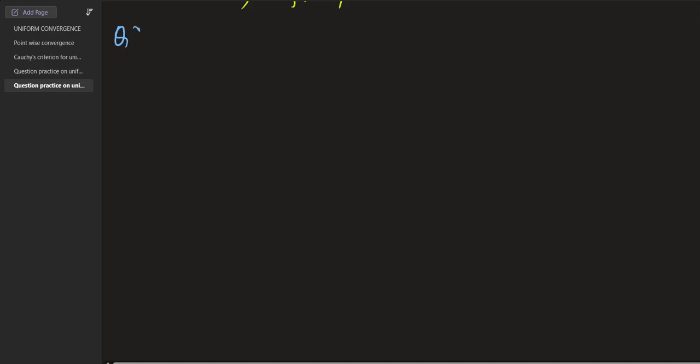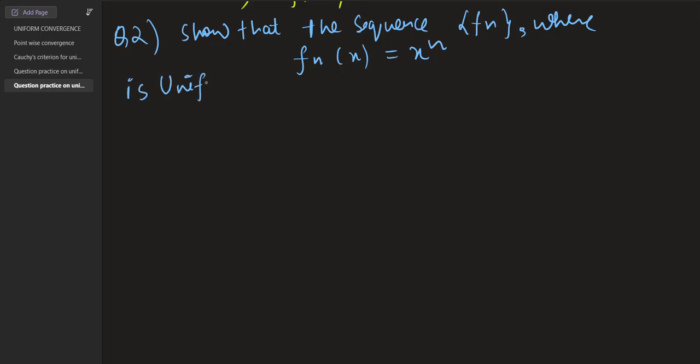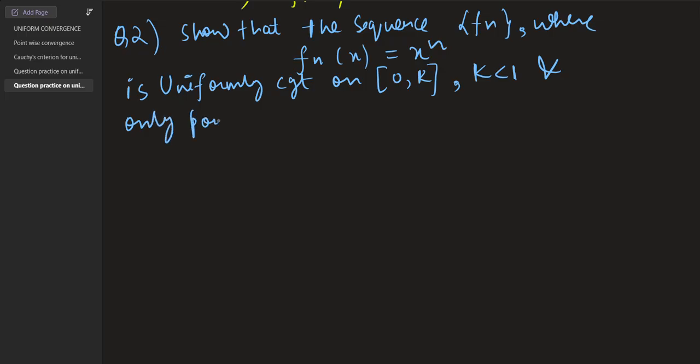Now coming to the second question, question number 2. We have to show that the sequence Fn, where Fn is x raised to power n, is uniformly convergent on 0 comma k, where k is always less than 1, and only pointwise convergent on 0 comma 1. Fine, this is your question.